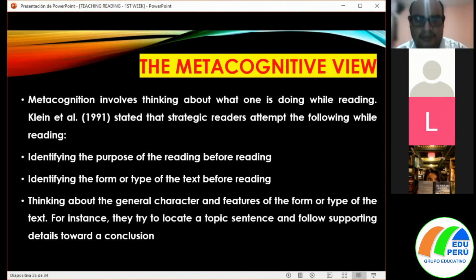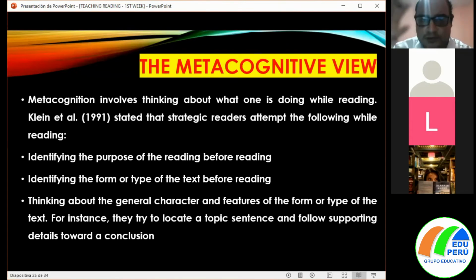Can you tell me? Have you heard it before? A topic sentence. This is very common when we read something. It's a sentence that sums up the subject of the paragraph. Exactly, yes. A topic sentence is a sentence which has the main idea or the general idea of a paragraph.